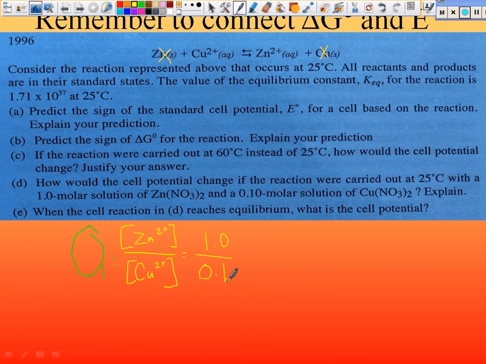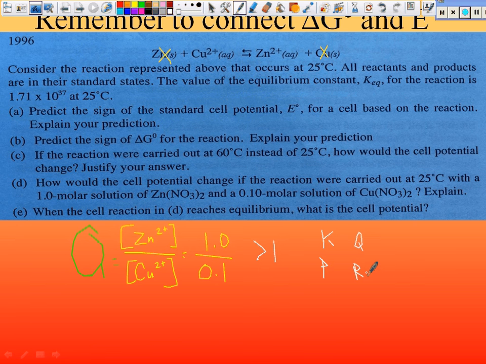Is Q going to be greater than 1 or less than 1? All right, so Q is greater than 1. So in terms of K versus Q, we don't necessarily know. Yeah, we do. We do know K, don't we? So K versus Q. Well, you just told me. That's right. So remember products versus reactants. What's greater now? The products are greater. So what way is it going to shift?